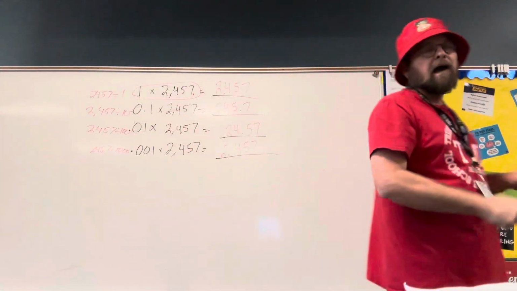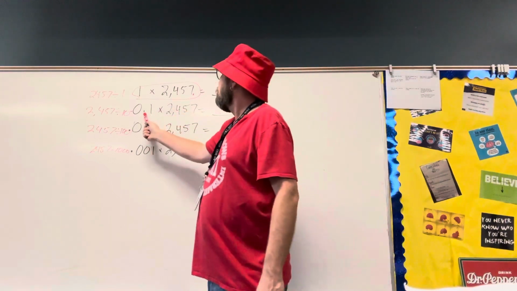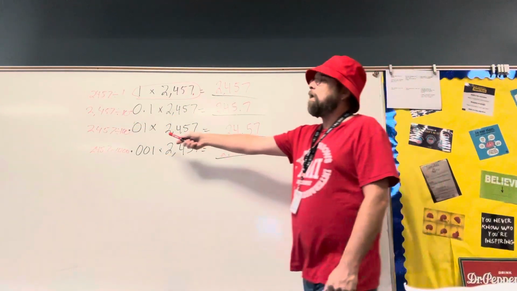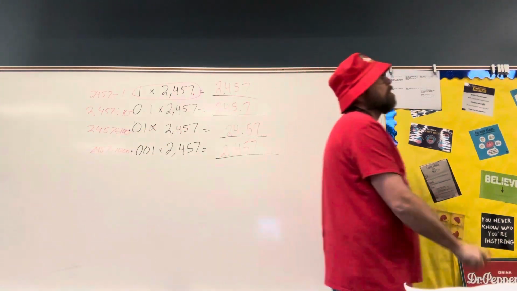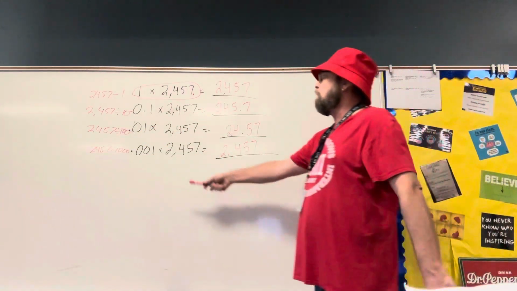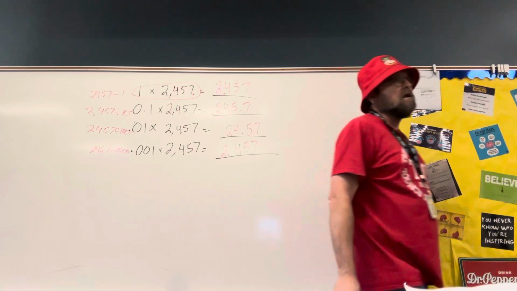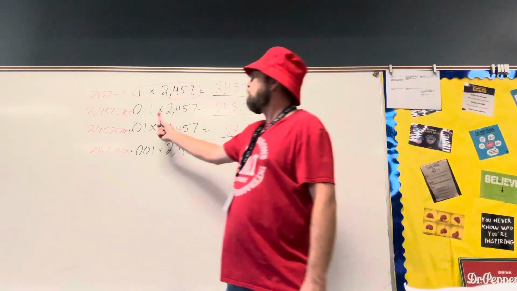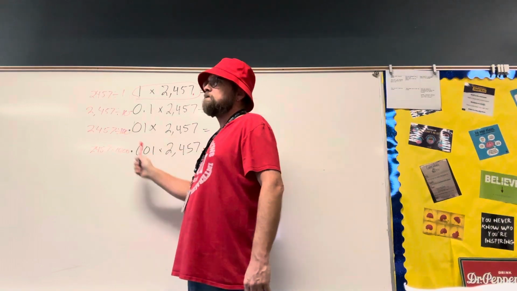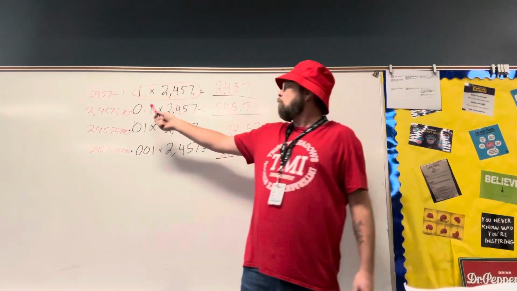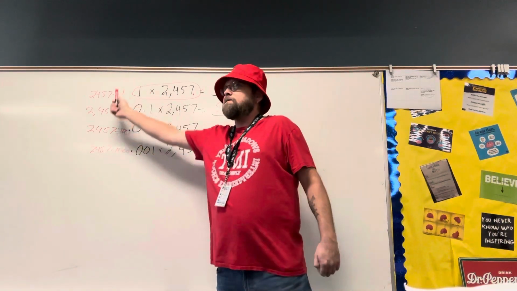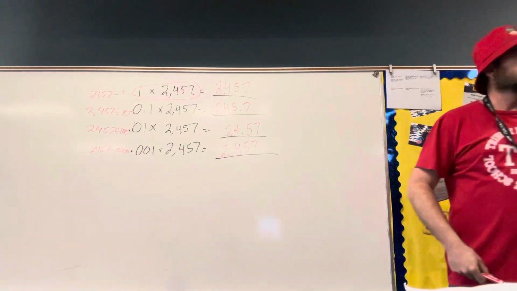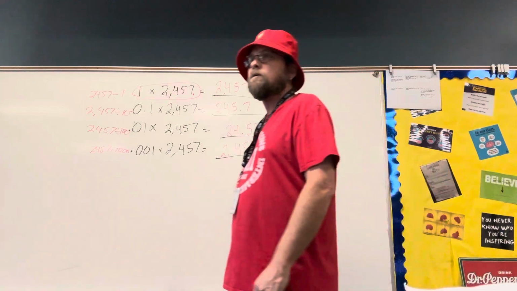Multiplying by 1/10 is the same as dividing by 10. Multiplying by 1/100th is the same as dividing by 100. Multiplying by 1/1,000th is the same as dividing by 1,000. So you can see it written in different ways. As you move up in math, you're going to see more of this and less of that. This, that, and the other.